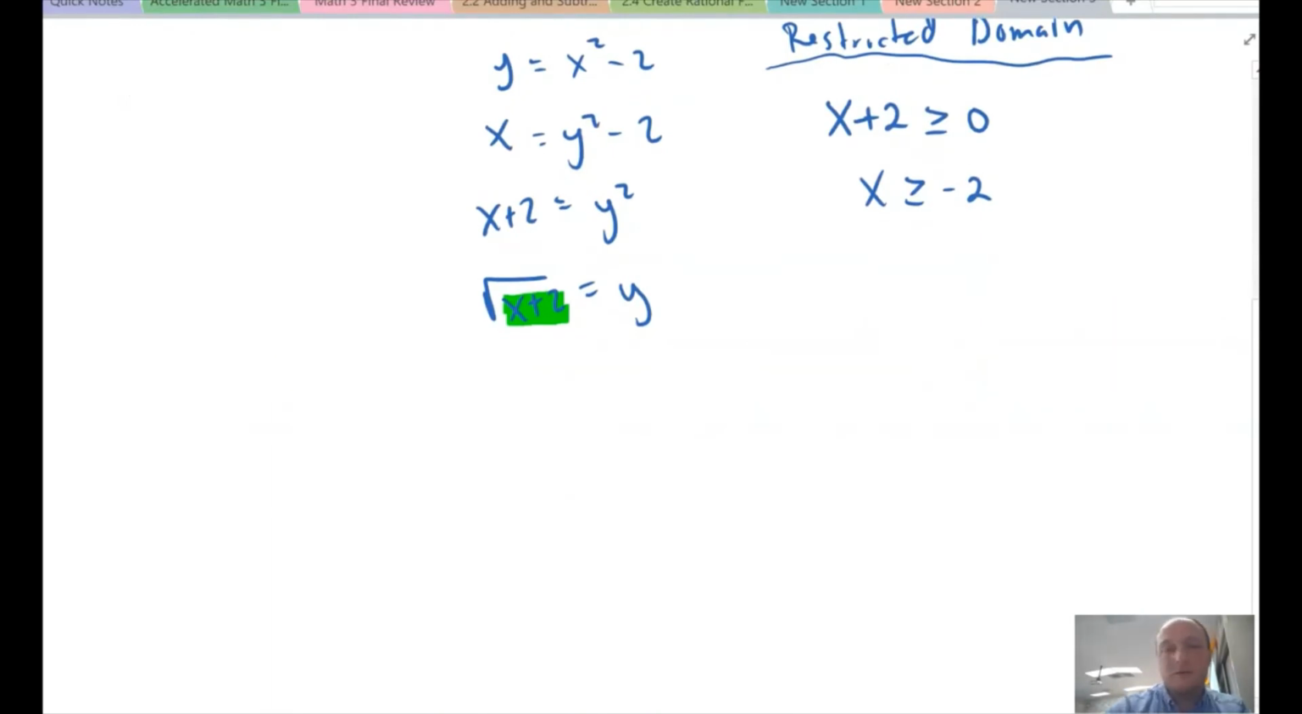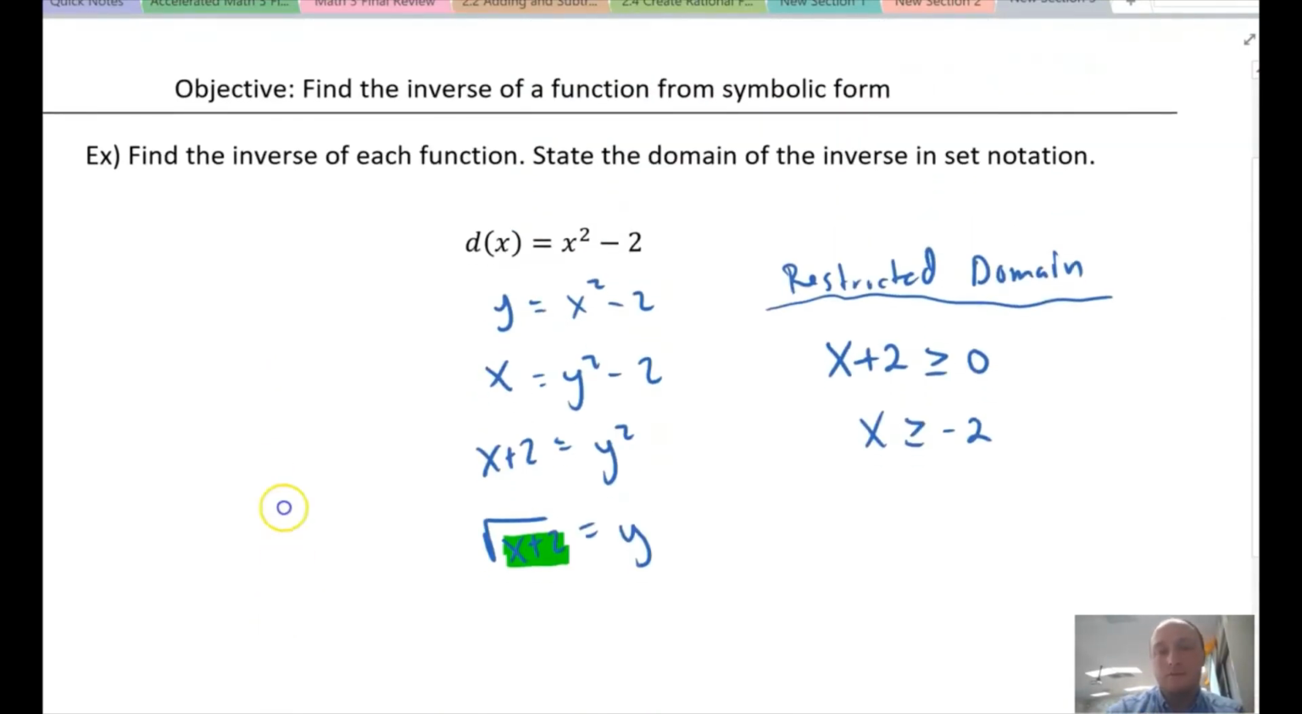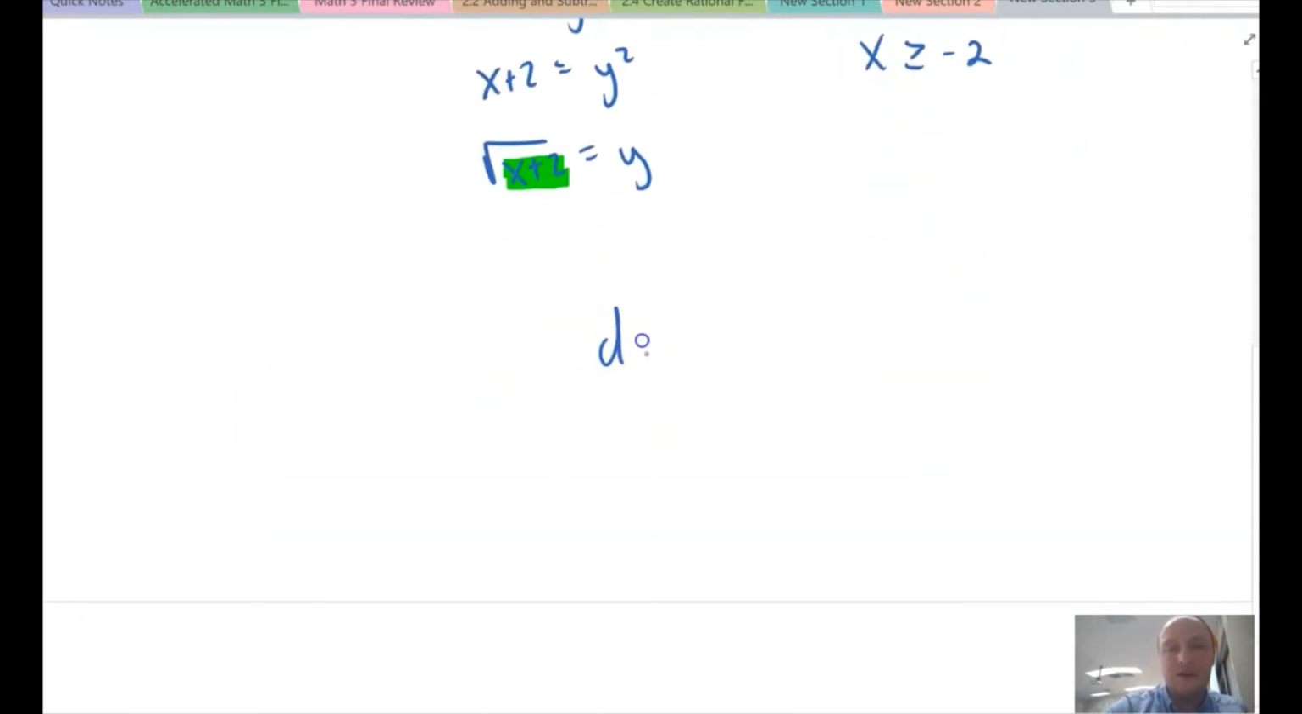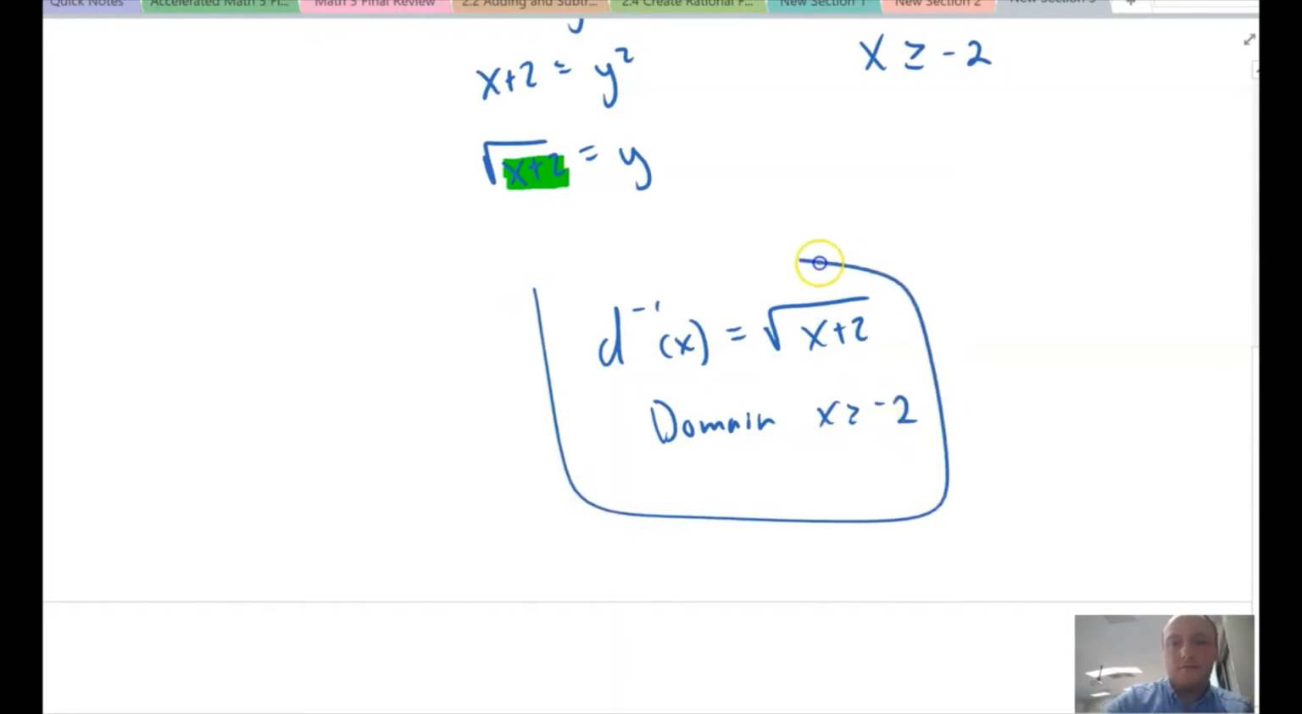Cool. What does that mean? Well, it means that our function named d of x is going to be called d inverse of x, which is equal to the square root of x plus 2, and our domain will be x must be greater than or equal to negative 2.